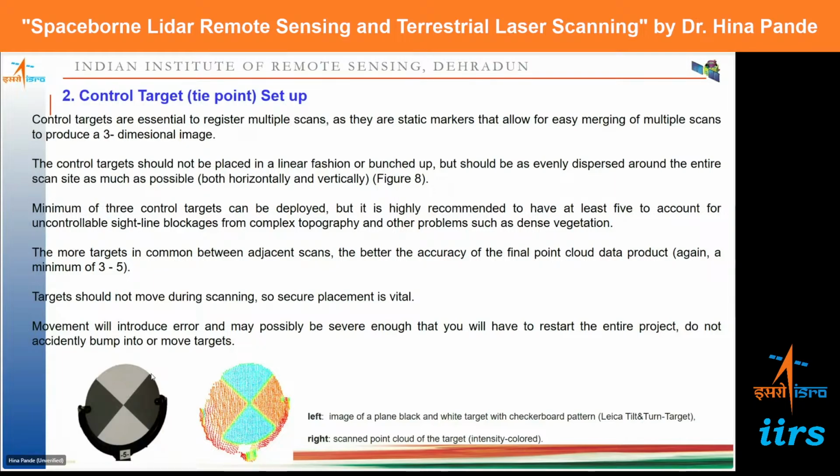Okay? So the targets should not move during scanning. We should ensure that the targets are securely placed. Usually they have staffs on which they can be mounted, or they have tripods on which you can mount these and then secure them at the location. So that position should be fixed and there should not be movement of the control target, because movement will introduce error, and sometimes it can be severe to such an extent that we might have to restart the scanning.